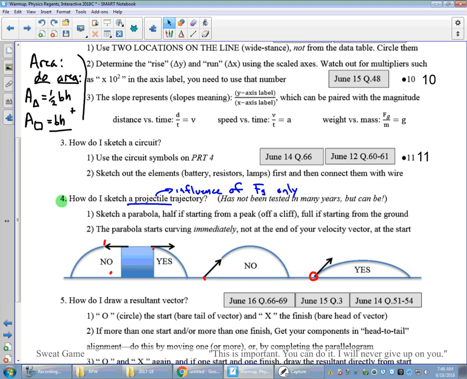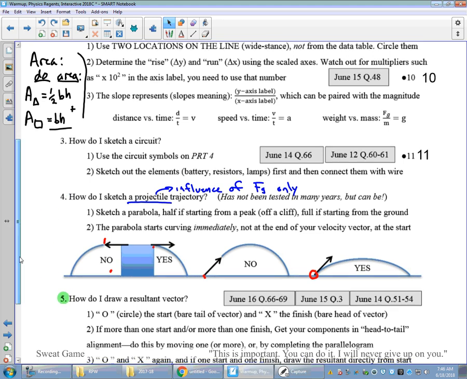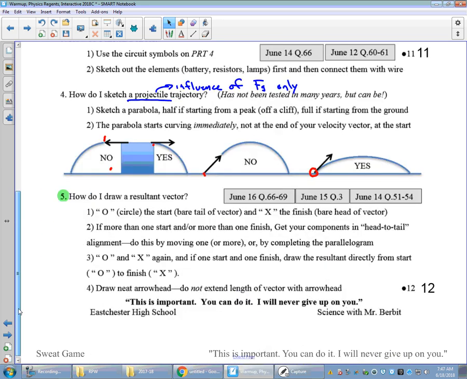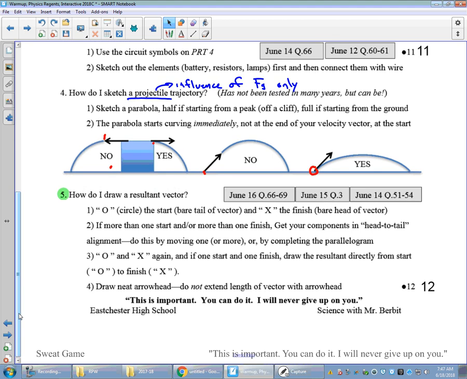All right, let's go over here. How do I draw the resultant vector? Okay, this actually is pretty common. In fact, often you'll see it as a 3, 4, or 5-point question. So let's check this out. There's some methods here we've talked about. Circle the start, X the finish. Essentially, you want to set this up the way we're going to practice, and you really want a neat arrowhead. Do not add on those sloppy arrowheads.